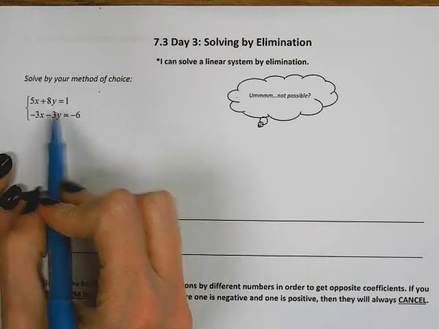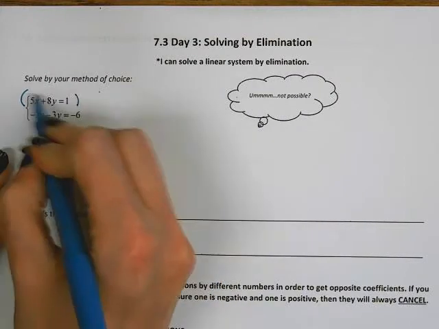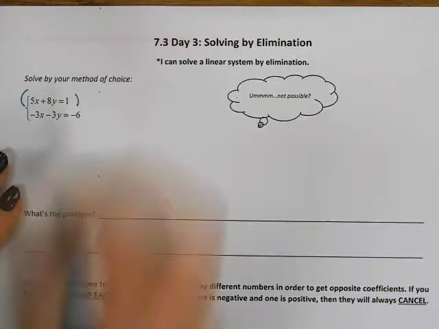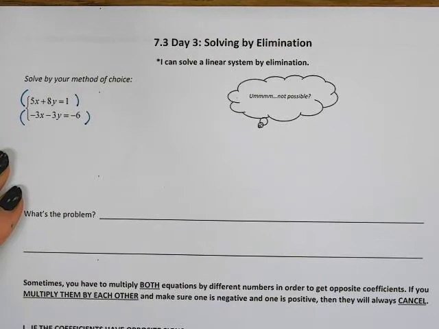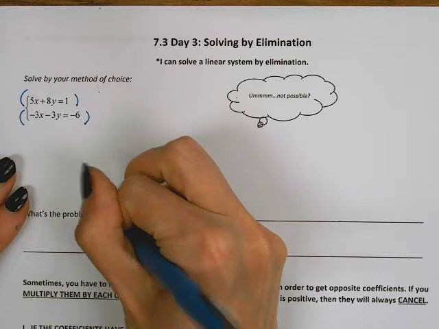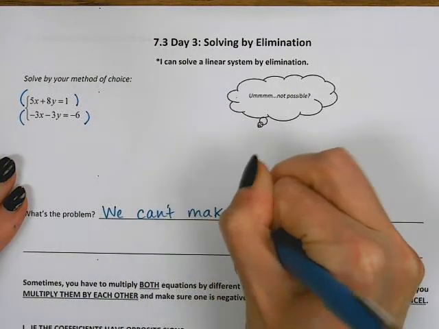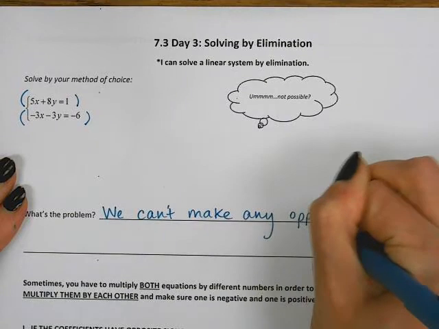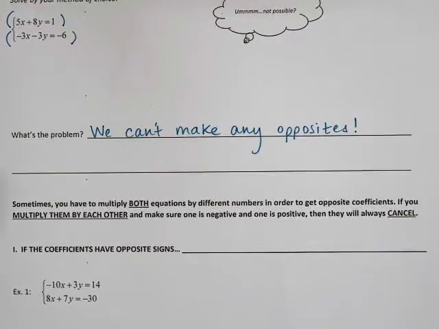We don't have opposites, and I can't think of any number that we could multiply one of these by so that we could make opposites. So we have a problem. The problem is we can't make any opposites, at least I don't see how we could. So there is another trick if that happens.